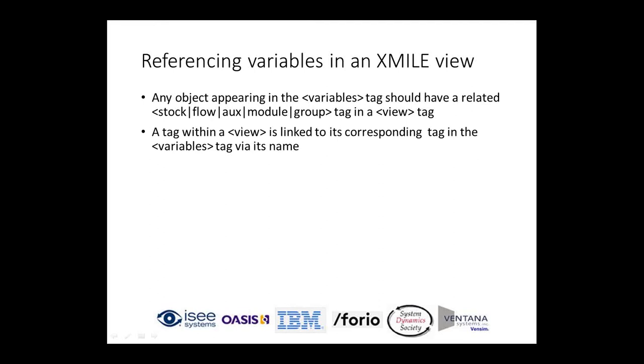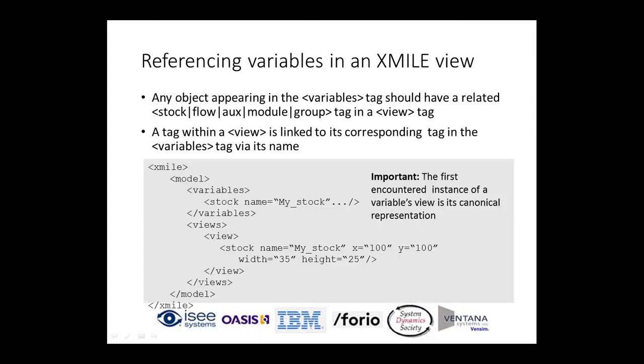So what we say is that for each tag that shows up within the variables tag, there is a corresponding tag within the view that is linked to that by using its name. Let me give you an example of that. If you look here at this XMILE snippet, and this is obviously a very bare bones snippet, it's not valid XMILE, but it's enough to show the point. Within the variable section of the file, we have a stock defined called myStock, and like I said, it's not fully defined, it doesn't have an equation or anything like that.